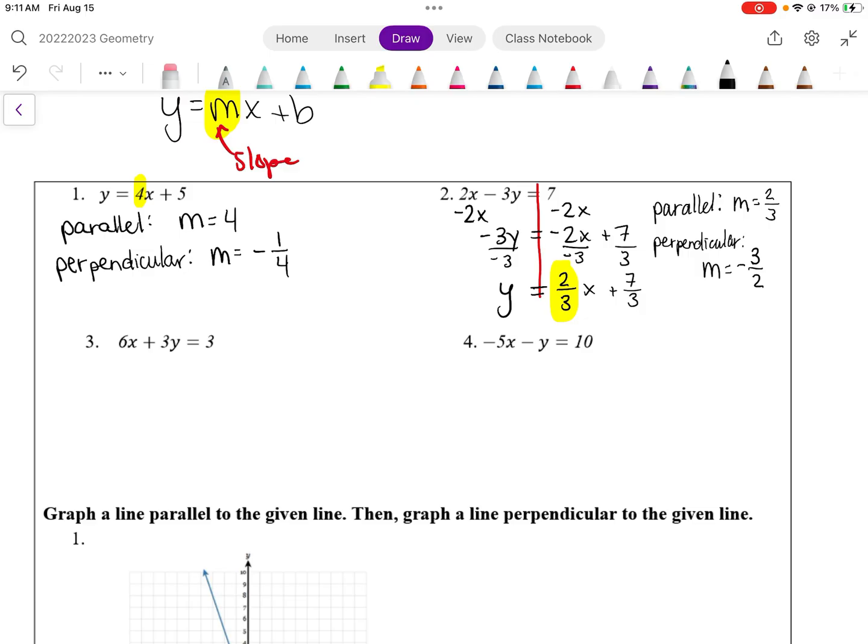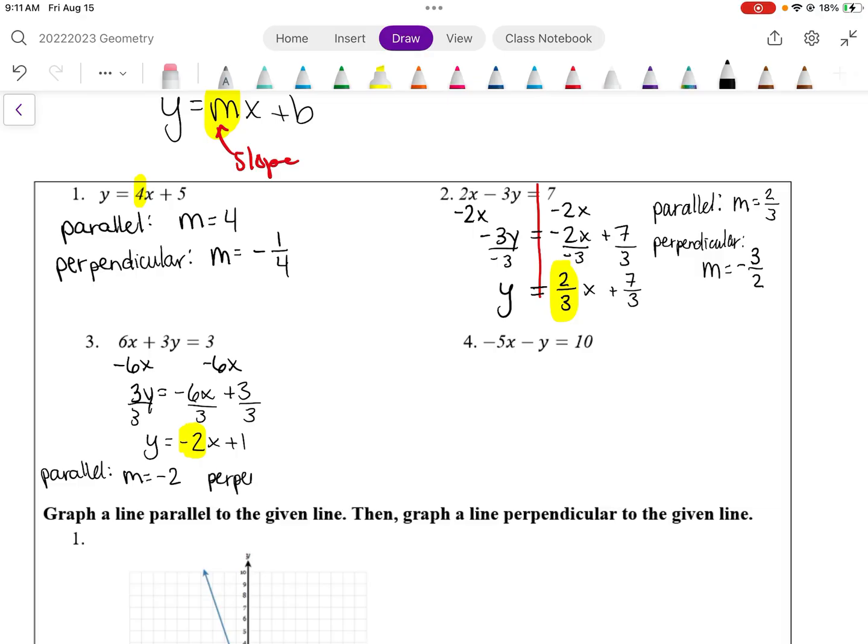Okay? I want you to try the next two. You have to get y by itself first so you know what the slope is. Then you can tell me the parallel and perpendicular slopes. So pause it, unpause it when you're ready. Solve for y first. Okay, if it's not a y, it needs to be moved. Y needs to be completely on its own on the left side. So 3y equals negative 6x plus 3. Divide by 3, divide by 3, divide by 3. Negative 2x plus 1.